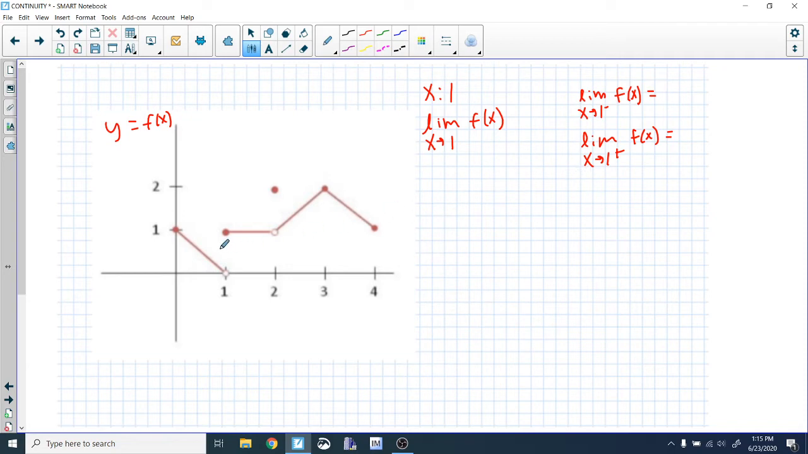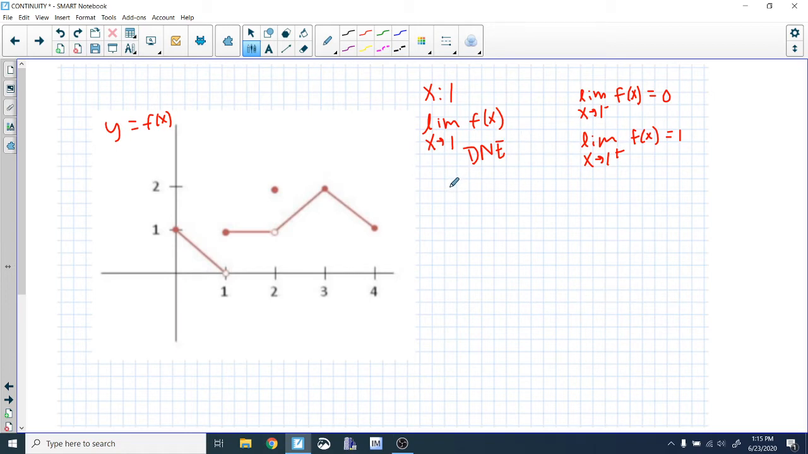And so let's take a look at the limit as x approaches 1 from the left. As you approach an x value of 1 from the left, you are going toward a y coordinate of 0. So that's your left-hand limit. As you approach x equals 1 from the right, you are going to a y coordinate of 1. So since the left-hand limit and the right-hand limit are not the same, you're going to go back over here and say that your limit as x approaches 1 of f of x does not exist.